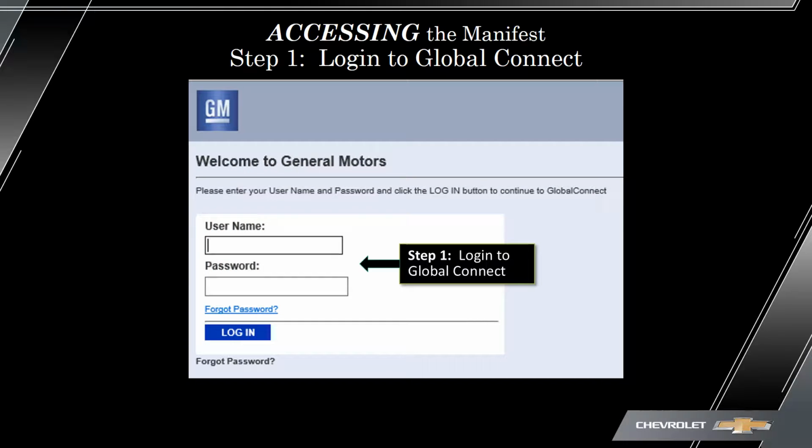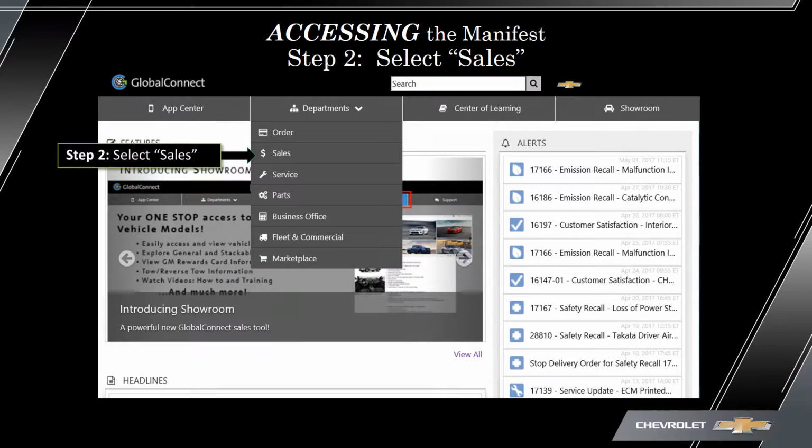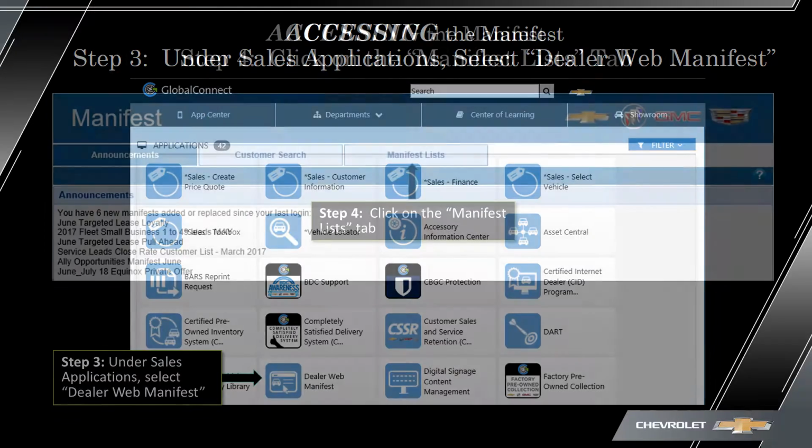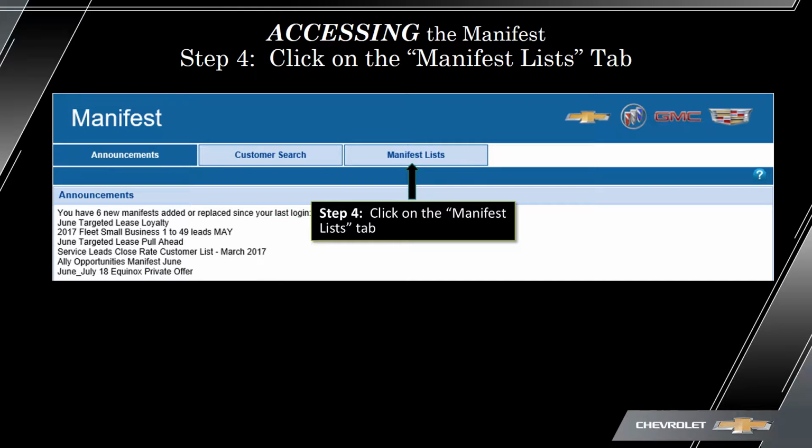As always, we begin by logging on to Global Connect. Just use your username and password. Once you're on, go to the App Center and click on Sales. And once you're in Sales, click on Dealer Web Manifest. At that point, click on the tab to the far right, Manifest Lists.